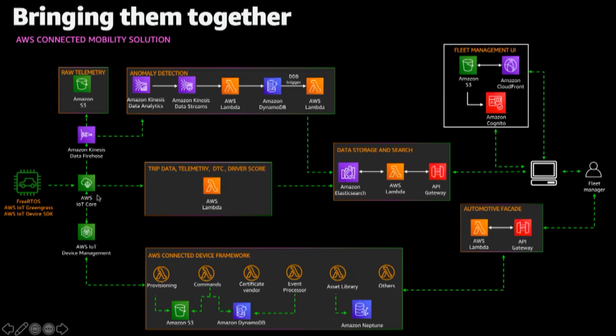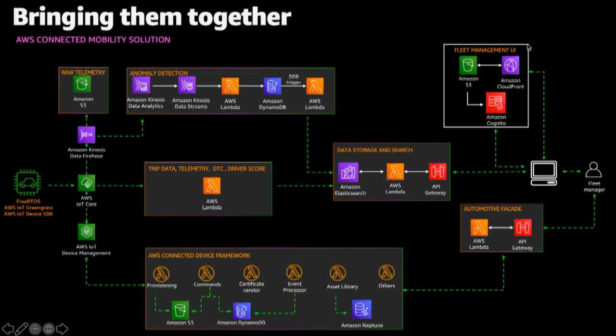The second option is that the data is there in IoT Core, and then it invokes a Lambda. Lambda will calculate the trip. It will also calculate the trouble. It will also use the trouble codes to calculate the driver score and transform it according to the structure we have defined. After transformation, that data will again end up in Elasticsearch.